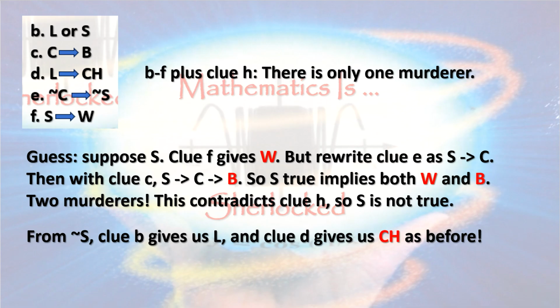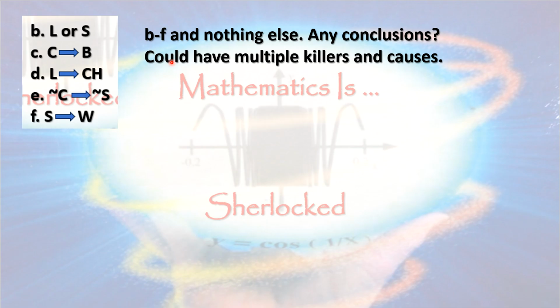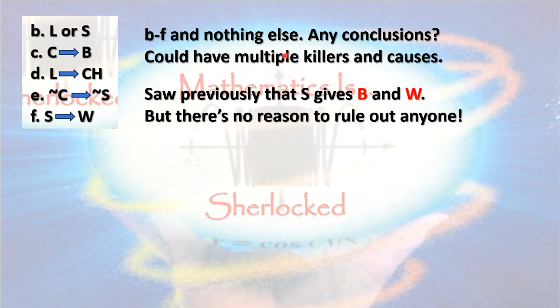One more variation. What can you conclude from clues B through F alone? We allow multiple killers and causes of death. The answer is awkward because it amounts to either not much or anything is possible. In the second problem, we ruled out both the butler and the wine steward being killers because we had assumed there was only one murderer. Without that assumption, they could have been co-conspirators. And since both L and S can be true, then the chauffeur might have been in on it too. And there's no reason to rule out Lady Hazelton or Sarah. Well, that's a bit much.